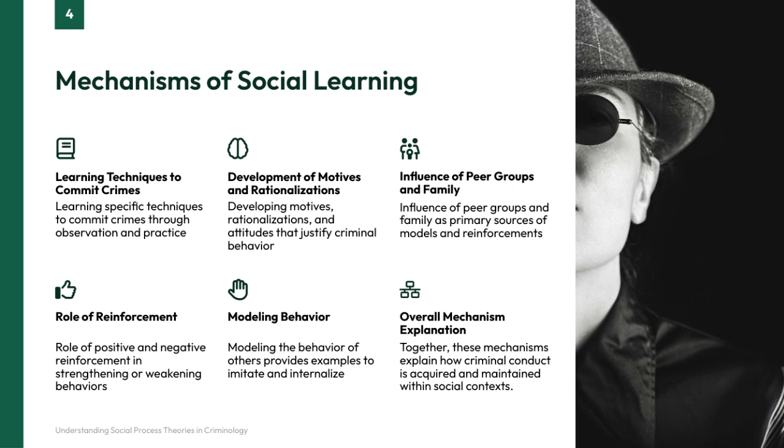By watching others, individuals learn not just how to act but also internalize those actions as part of their own behavior repertoire. When we look at all these mechanisms together, they provide a comprehensive explanation for how criminal conduct is acquired and maintained within social settings. The interactions between learning techniques, motives, social influences, reinforcement, and modeling collectively shape the pathway towards persistent criminal behavior.